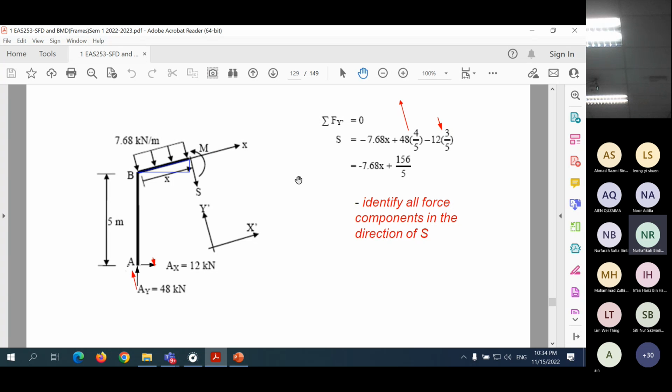So how to get this, okay? That one I will have a separate slide to explain to you. So you get the shear force in this equation, which is a straight line because this is a distributed load, UDL.